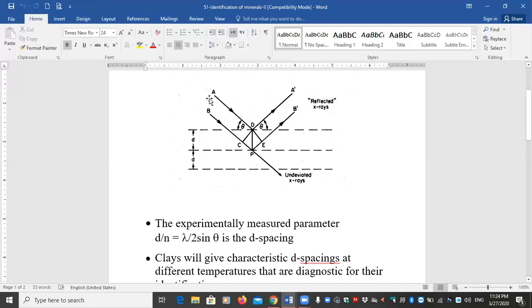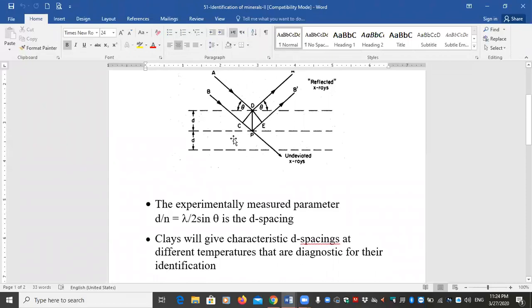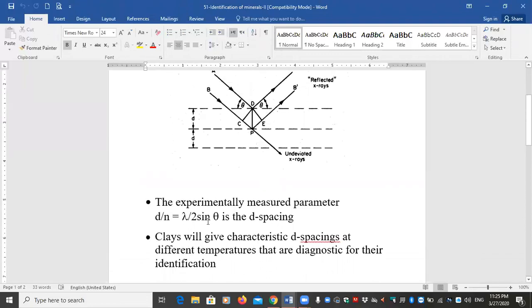So this is the D we want to know. We know it from theta and lambda, which is of the X-ray we are using. So D equals lambda over 2 sine theta. Theta we know, we can determine the angle at which this X-ray is hitting the surface of the clay mineral with the machines we use. So that's known. Lambda is also known. So from that we can determine D. This way we can utilize it.